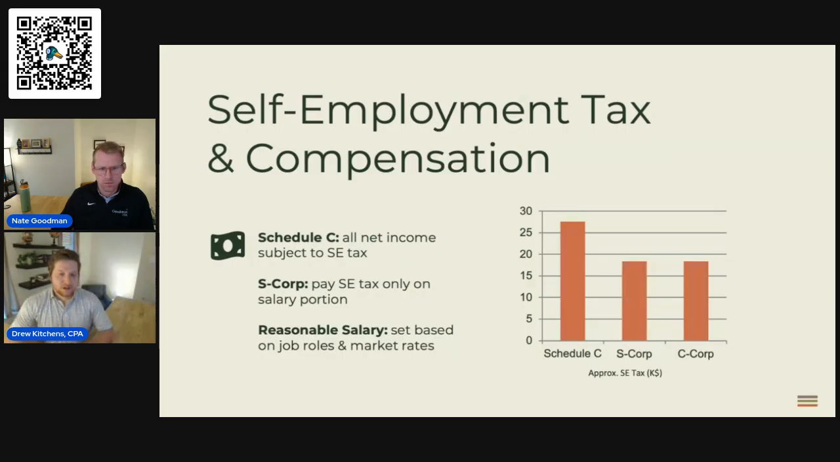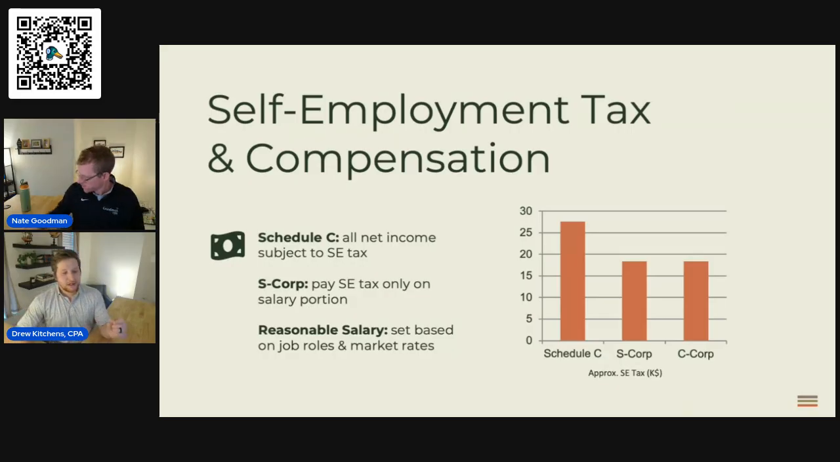With an S corp, you're only paying SE tax on the salary portion, and that amount's not going to change. So your practice could be profiting around 100K, and we could pay you $65,000 a year. And from that, you would only pay self-employment tax on the $65,000 a year. And that doesn't matter if your practice skyrockets and it ends up doing 300,000 in net income. You're still only going to pay the self-employment tax on $65,000 a year. And so that can be super beneficial. And most professional services businesses find a lot of tax savings in electing S corp.